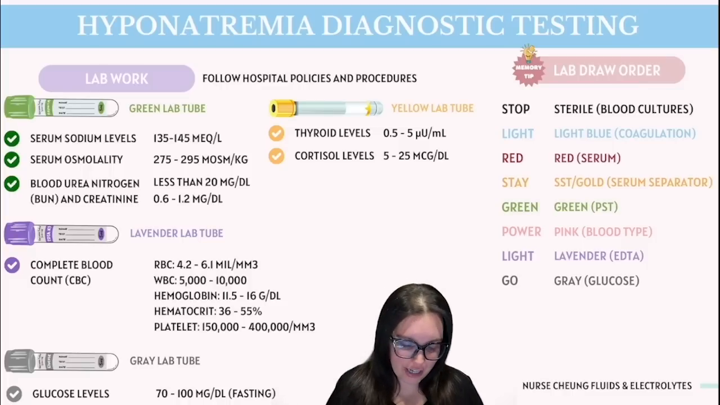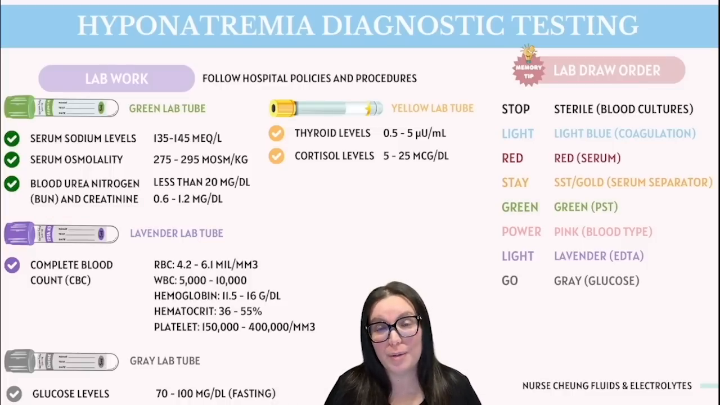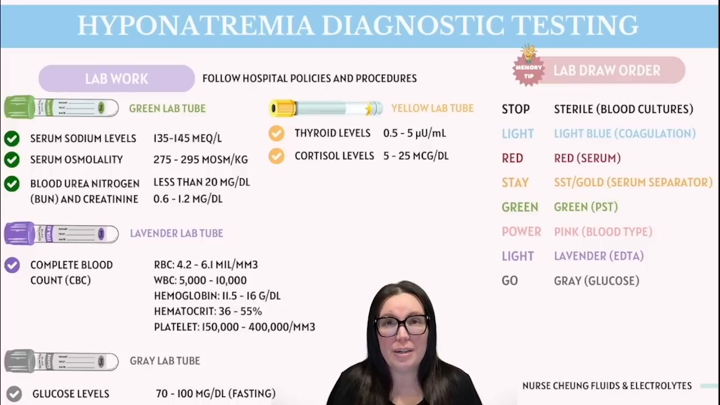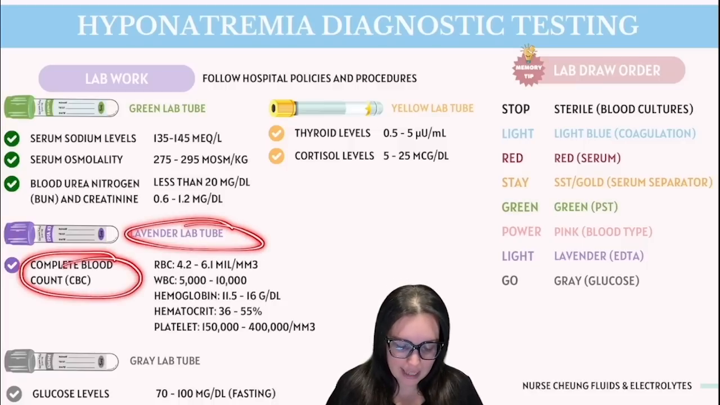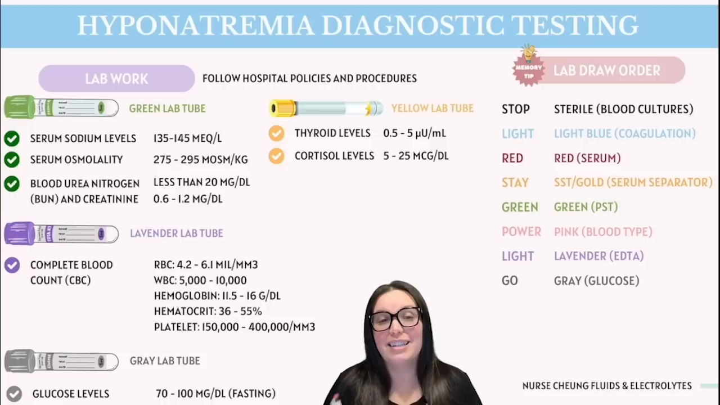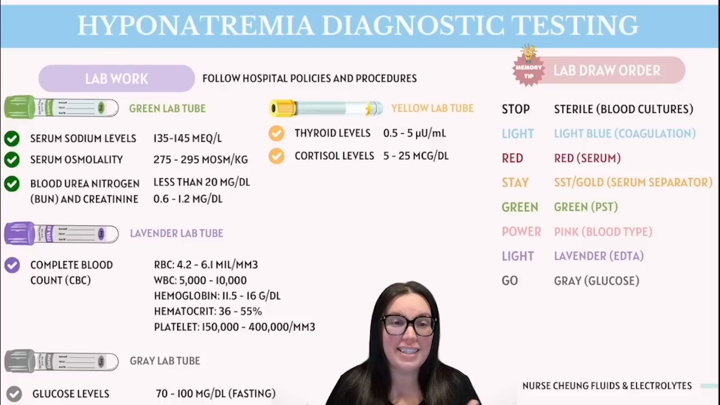Blood urea nitrogen, as well as creatinine, are also important because we need to assess that the kidneys are functioning appropriately, as kidney issues can contribute to hyponatremia. So if we have an elevated BUN and creatinine, it may indicate that we have some kind of hypovolemia taking place. So for the lavender top, again, we're going to be looking at the complete blood count, because this is going to help us identify signs of volume depletion, commonly seen with hypovolemic hyponatremia.